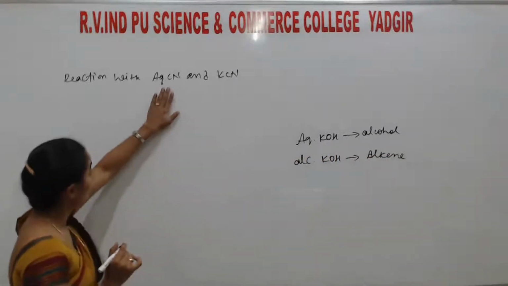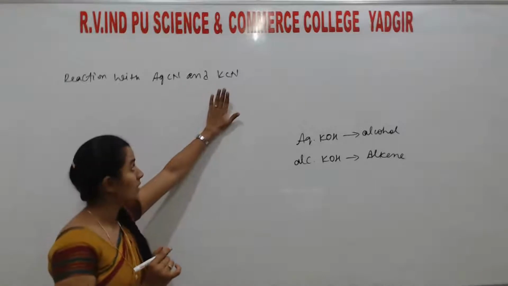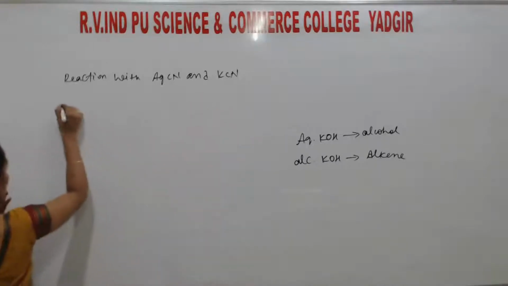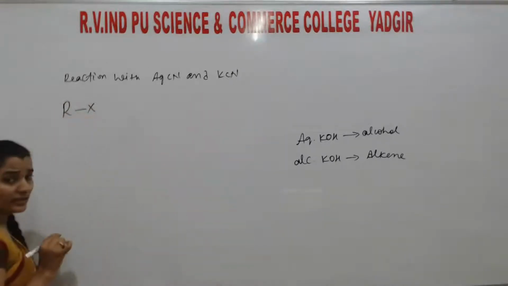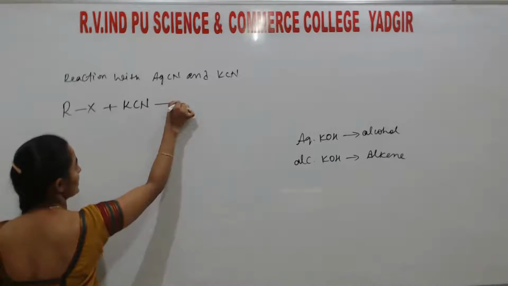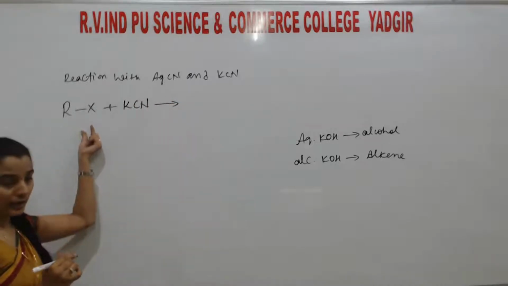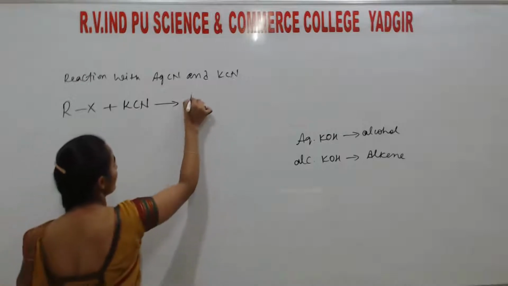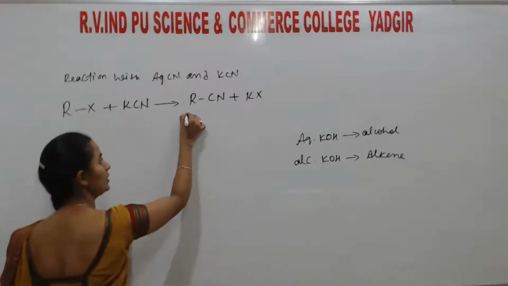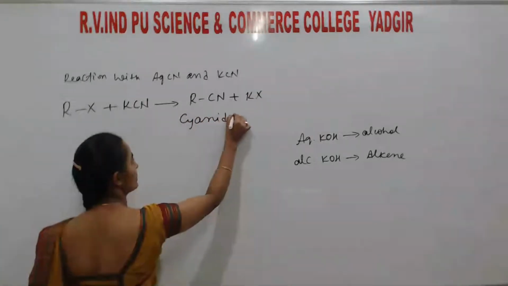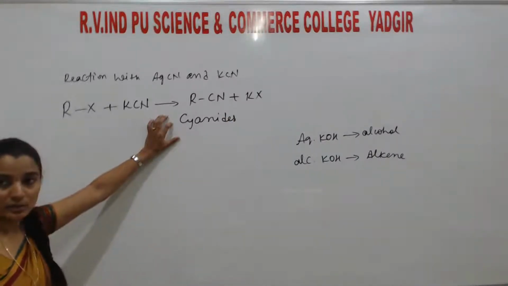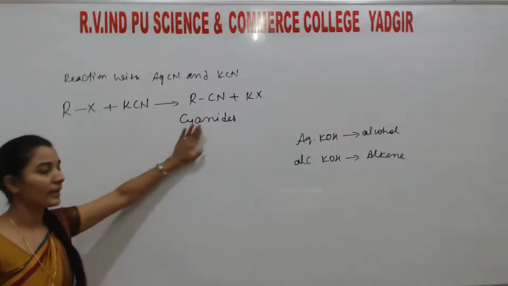Similarly, here also, if we use AgCN, what happens? If we use KCN, what happens? That is the reaction with respect to haloalkanes and haloarenes. Take the general reaction here. RX, that is alkyl halide, reacts with KCN. When alkyl halides react with KCN, they form RCN plus KX type compounds. This is what? Cyanides. Are you right? Okay. Nitriles also. Alkyl nitriles are alkyl cyanides.